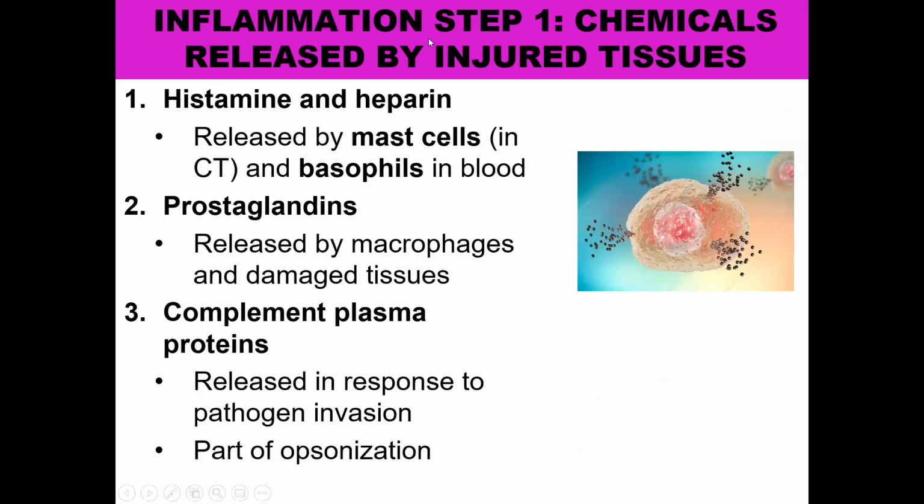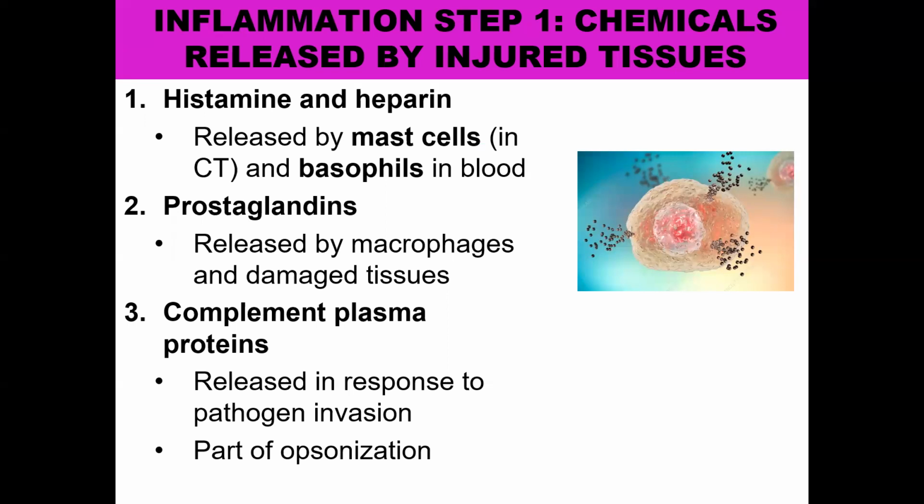Okay, so step one, injured tissues release chemicals and say, help, help, we've been injured. Then mast cells and basophils will respond and release their histamine and heparin. Remember, histamine, vasodilation, and increased capillary permeability. Heparin is going to be an anticoagulant. Coagulation is clotting or thickening of the blood. So we want to have lots of blood. We don't want it to clot. That's thanks to mast cells and basophils.